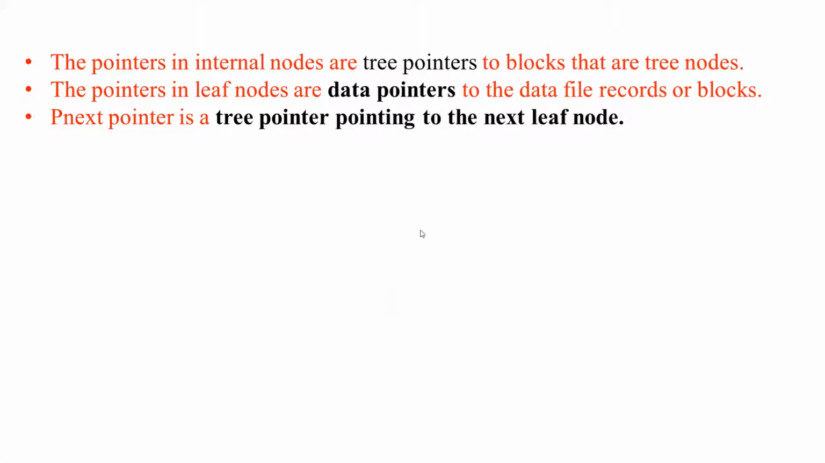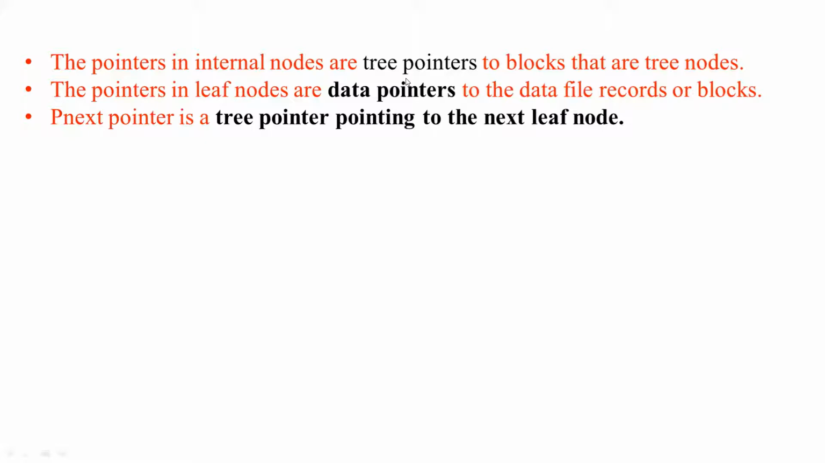So the next is the pointers in the internal nodes. As I told you, there are three types of pointers. The first one is the tree pointers. The pointers which exist in the internal nodes are called the tree pointers. They are nothing but the pointers which point to other tree nodes, the lower level tree nodes.